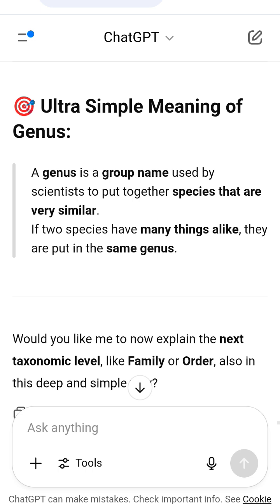Lion, Leo, Panthera, big roaring cat. Tiger, tigress, Panthera, big roaring cat. House cat, Catus, Felis, small meowing cat. Ultra simple meaning of genus: a genus is a group name used by scientists to put together species that are very similar. If two species have many things alike, they are put in the same genus.